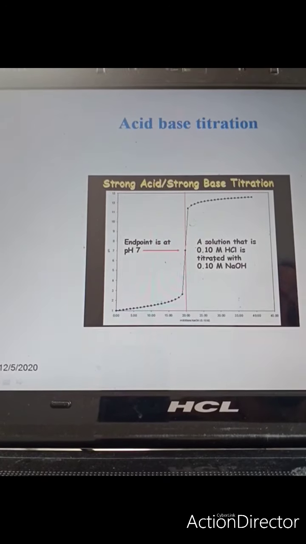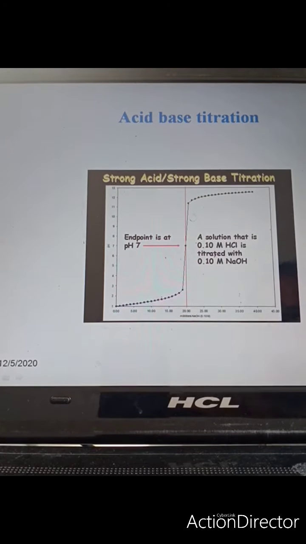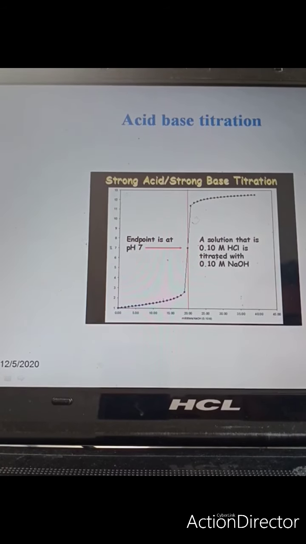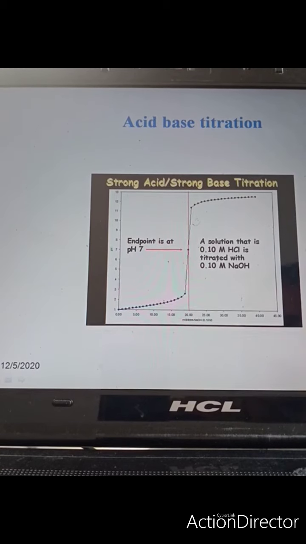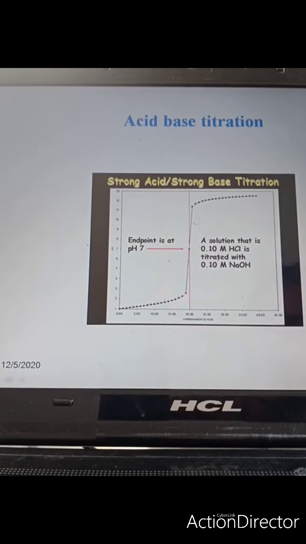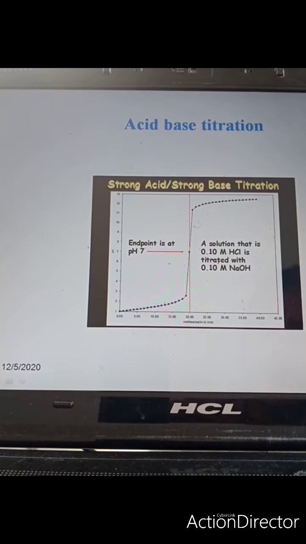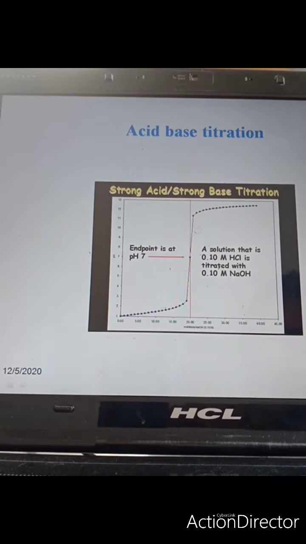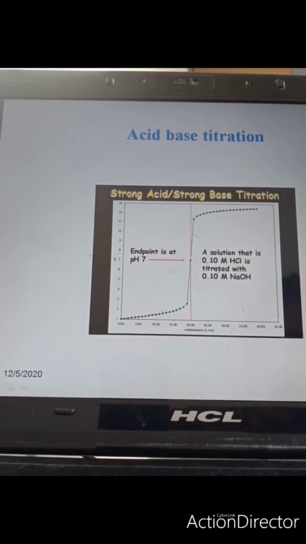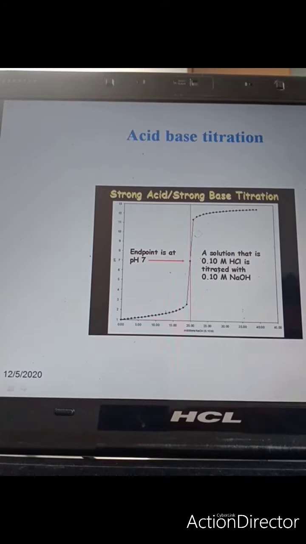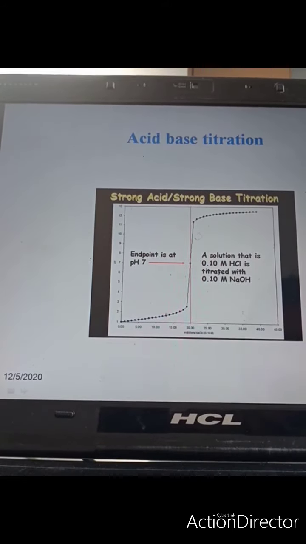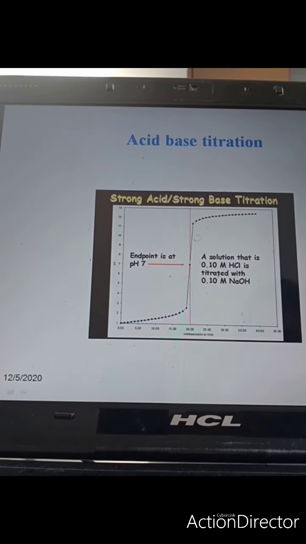Now let us understand the acid-base titration, also known as the neutralization titration, in which an acid reacts with a base or vice versa, and that gives a neutral solution. If you take a strong acid and a strong base, like HCl and NaOH, and titrate them, HCl and NaOH react to give NaCl and water, which is neutral. So the pH will be 7, and the endpoint will be at pH 7.